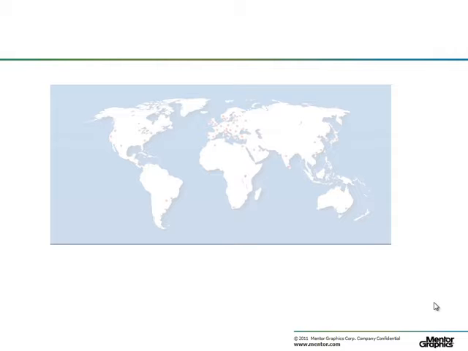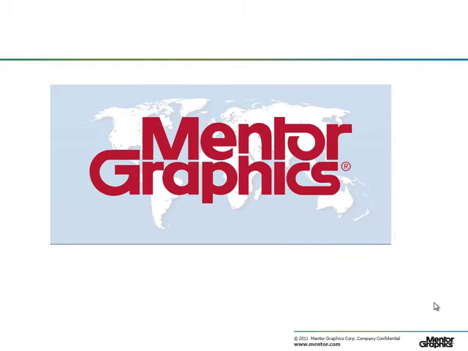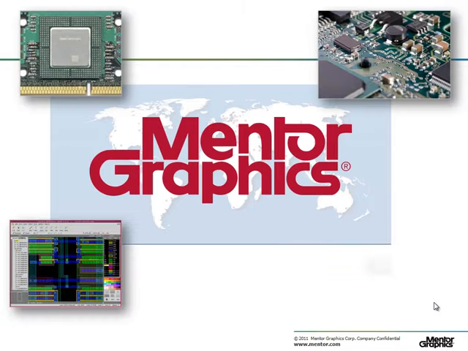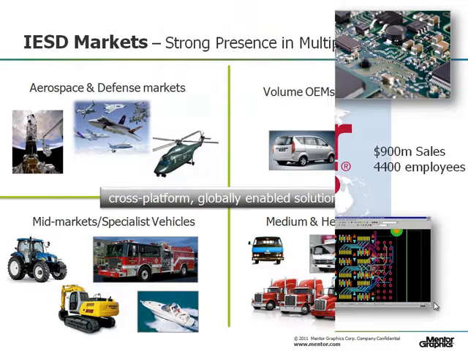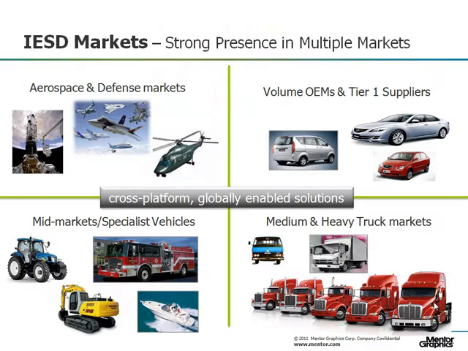Mentor Graphics is one of the world's leading electrical design automation companies, with offices in every corner of the world, providing software solutions for the design of chips, PCBs and electrical platform design, including wiring and cabling, with sales greater than $900 million and over 4,400 employees worldwide. We provide electrical wiring and cabling design products for all the sectors of the transportation market, including defense, aerospace, car and truck companies, and also small to medium-sized companies producing more specialized products.